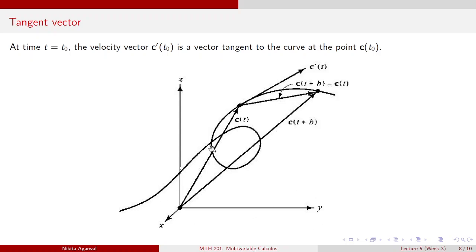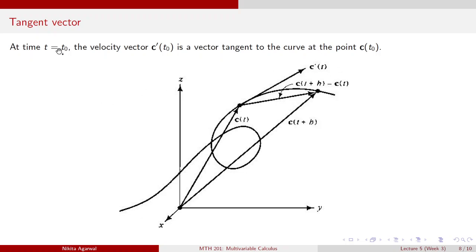So this is the curve, and this is in R3. This is the position at time t, this is c(t). When you draw c prime t, it is a vector whose tail is at c(t). So that is how you draw the vector. This is your c prime t.